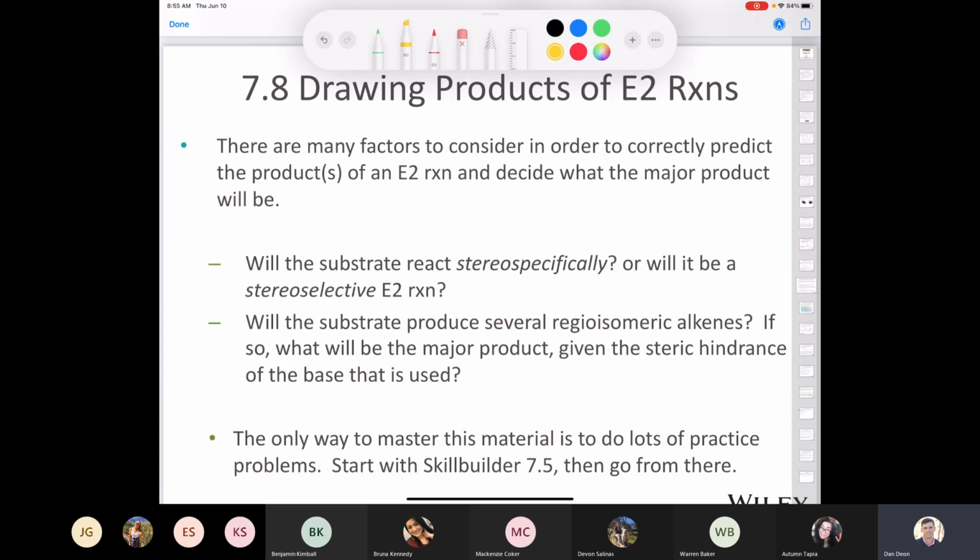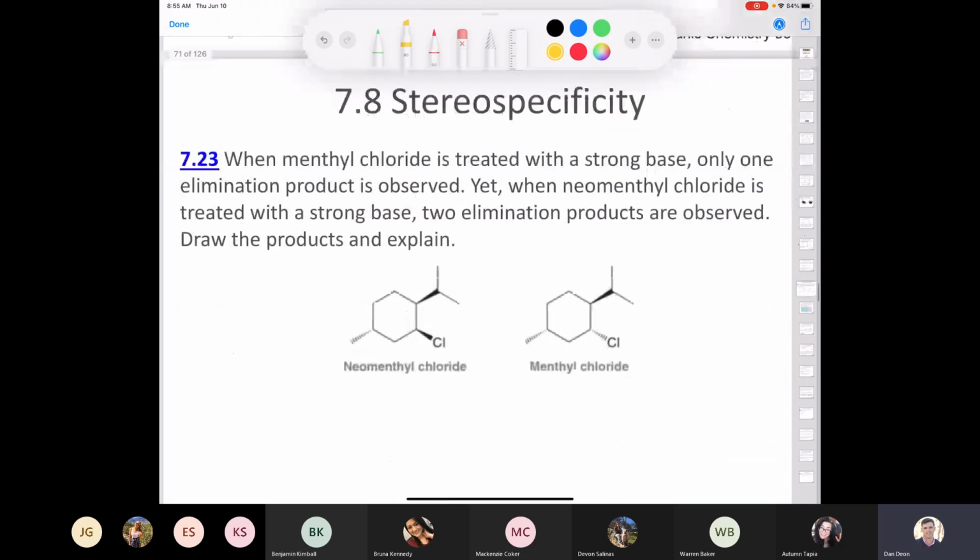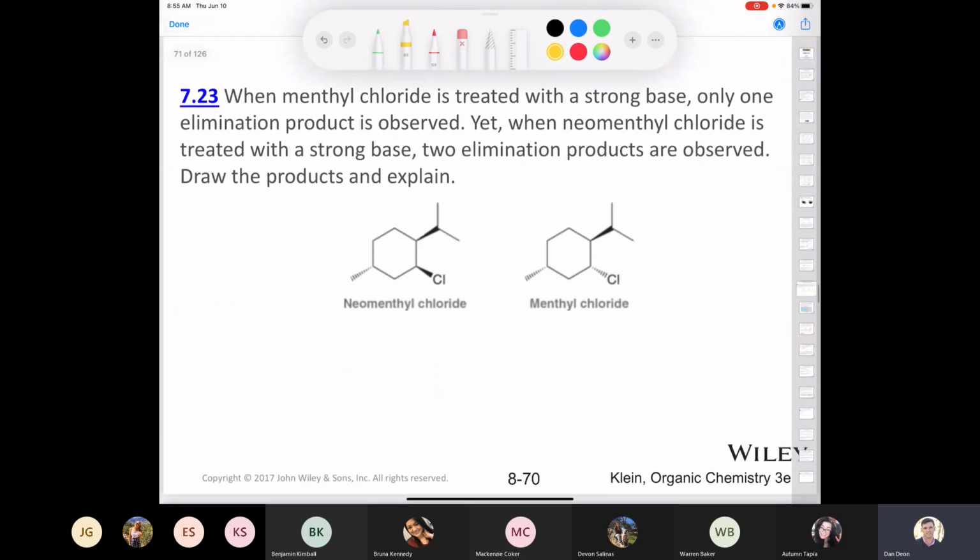And again, the only way to master this is to do lots of practice. This comes out of the mouth of David Klein. It's really the only way to master it. There's no quick answer in organic chemistry where you do this and say this 10 times and then you're going to know everything. It's really tough to do it that way.